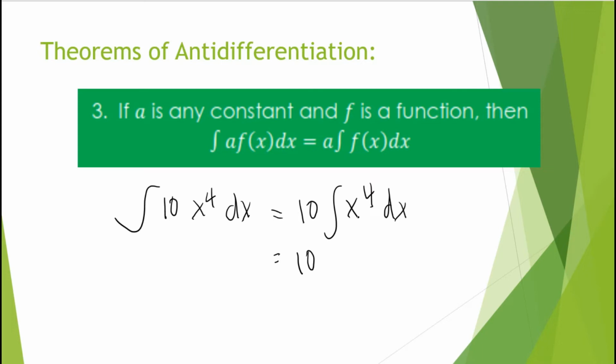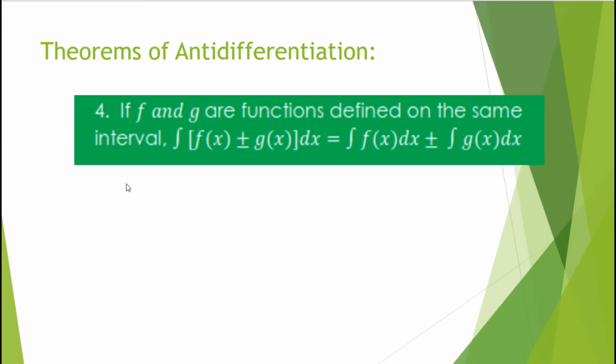So, the integral of x to the 4th, sabi nga natin doon sa theorem number 2, that we add 1 to the exponent. So, x 4 plus 1 is 5. And then, yung denominator is also 5. And then, we add plus c. And then, since nakakancel ito, so 10 divided by 5 is 2. x to the 5th power plus c. So, the answer is 2x to the 5th plus c. We now go on to the fourth theorem.